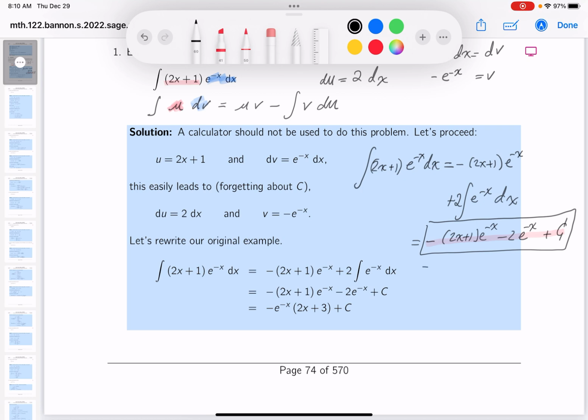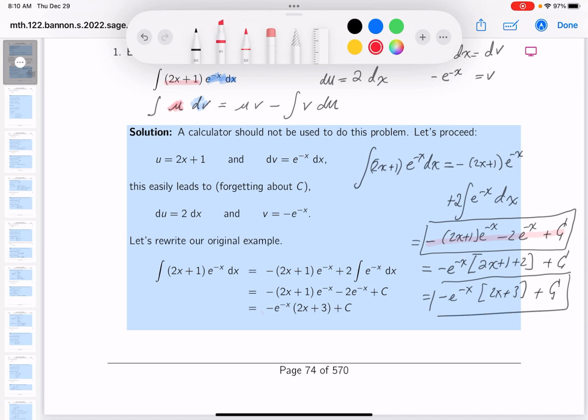The first thing I would probably do, out of the first two terms, is factor out a minus e to the minus x. And what would you be left with? 2x plus 1 plus 2, plus c. Let's see what you get over here: minus e to the minus x times 2x plus 3, plus c. I'll put a box around that, a more simplified form of it. And again, the goal here is to see if you've got it right. Let's take a look. I got this part, the 2x plus 3 part, and the plus c. And we're good to go to the next problem.